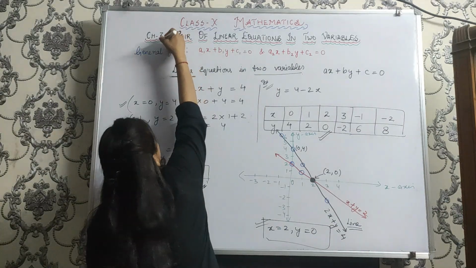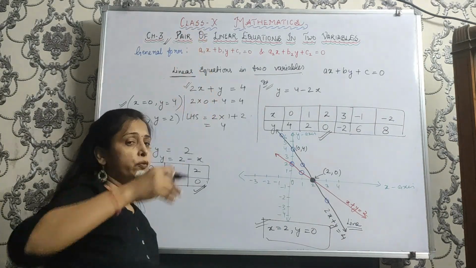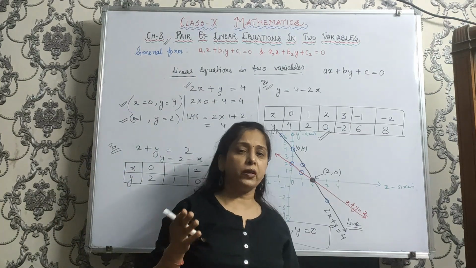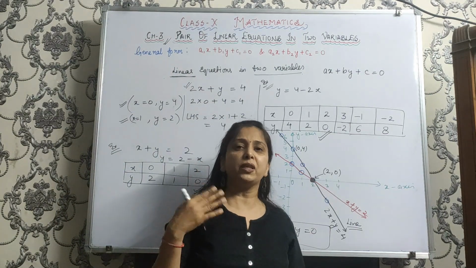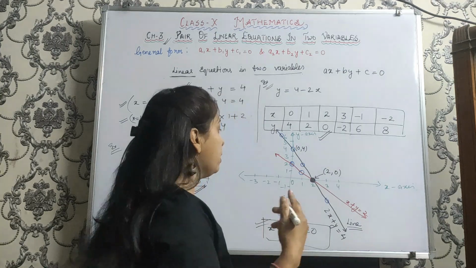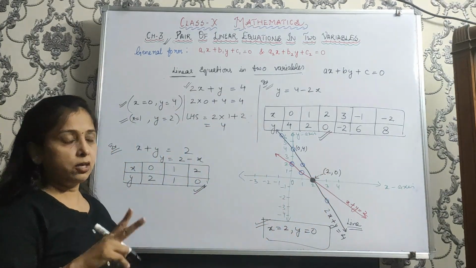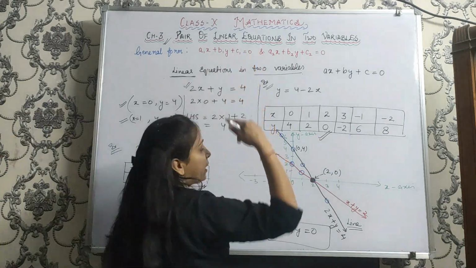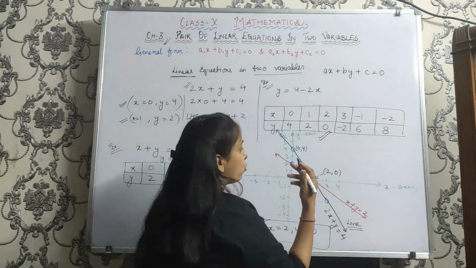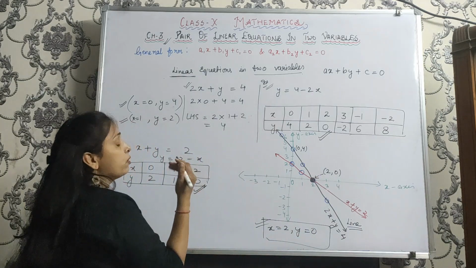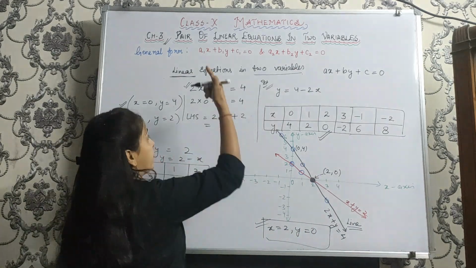So this is what the chapter pair of linear equations deals with. We are mainly concerned with finding out solutions, simultaneously solving the two equations. We are concerned with the common solutions of the pair of equations. In a pair of equations we will deal with two equations simultaneously. So the common solution that comes up is what we have to focus on in this chapter.